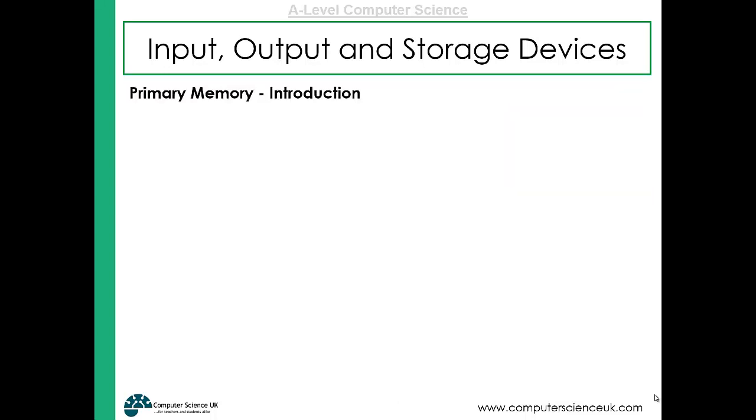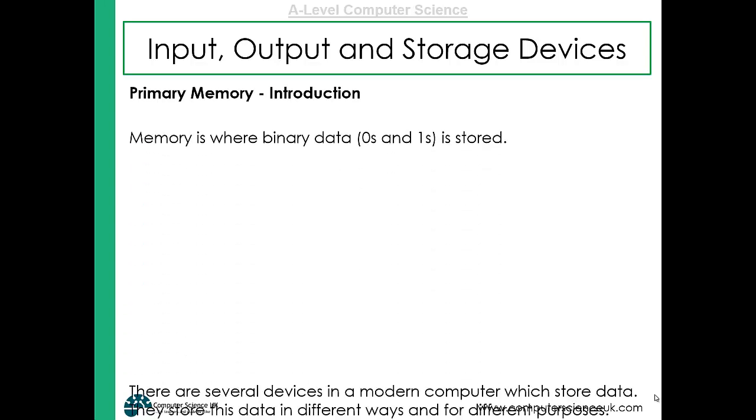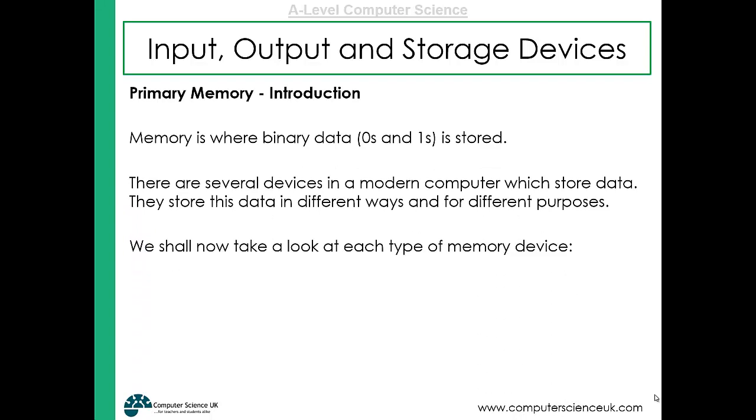Okay, so we've looked at input and output devices. Now let's turn our attention to storage devices. So primary memory. Memory, as we know, is where binary data is stored, and there are different devices in a modern computer which store data, and in particular, like I said, we'll look at primary memory to begin with. So these are RAM and ROM, and to a degree virtual memory.